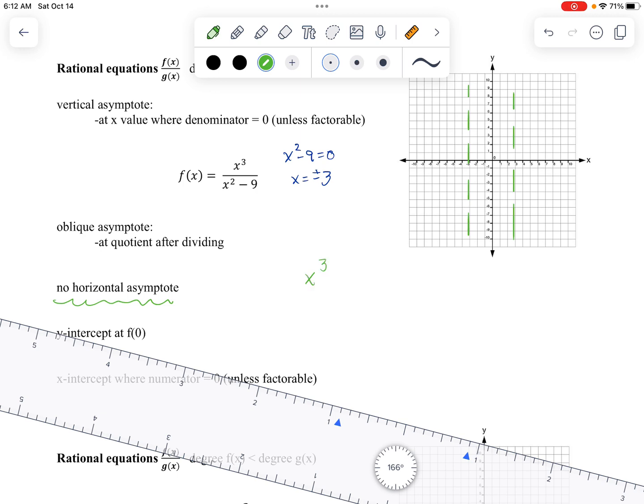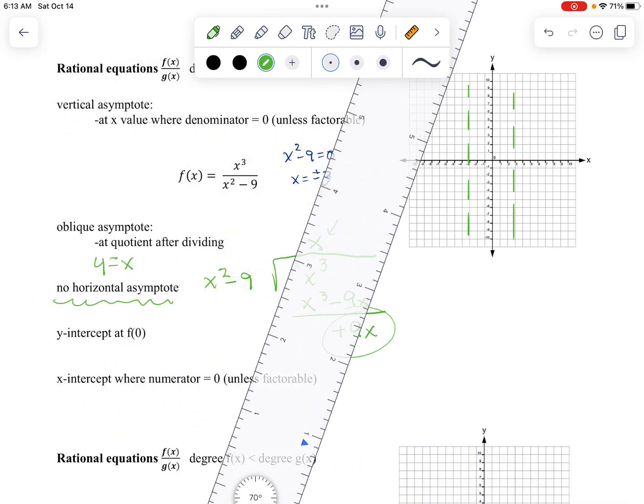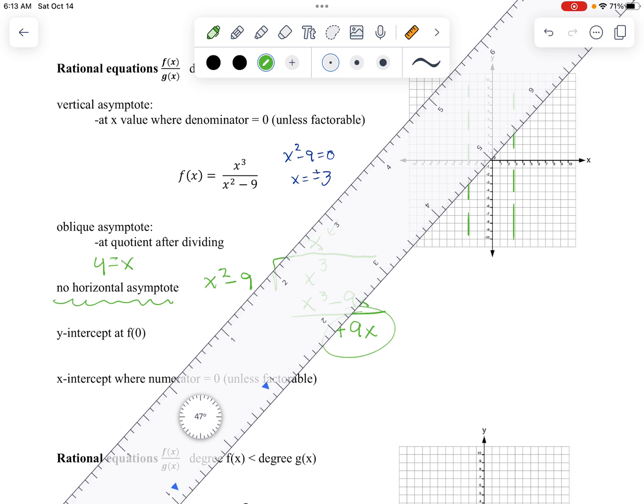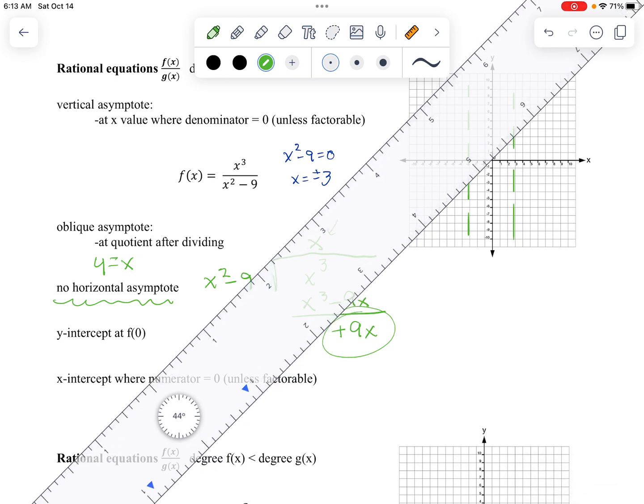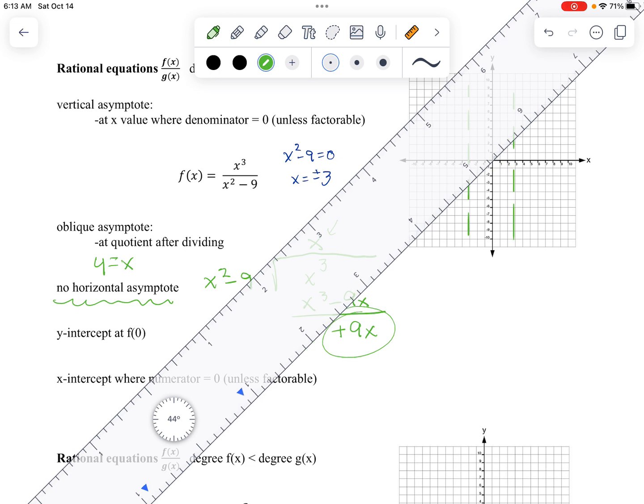So x to the third divided by x squared minus 9. I have x to the third minus 9x. Don't worry about the remainder. Just look here at the quotient. And that is my oblique asymptote. Y equals x. So I'm going to graph the line y equals x.